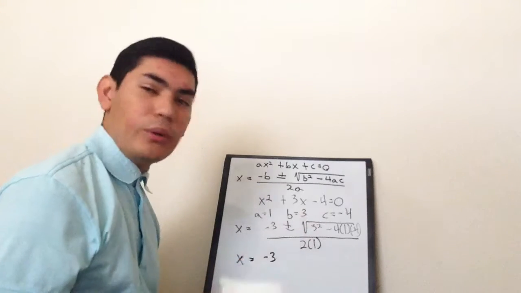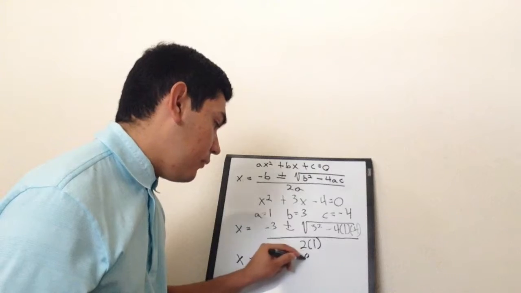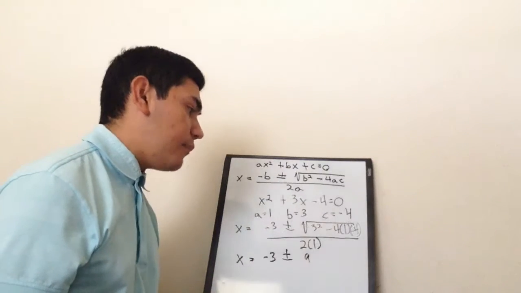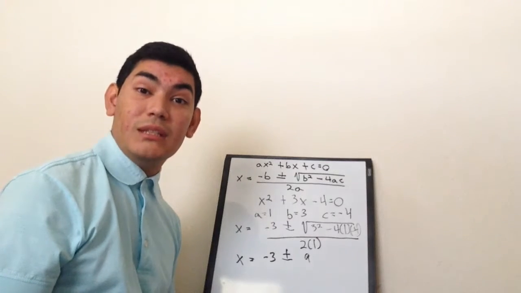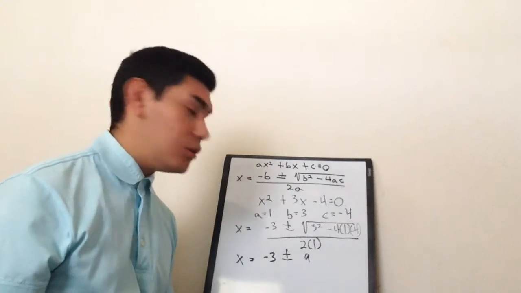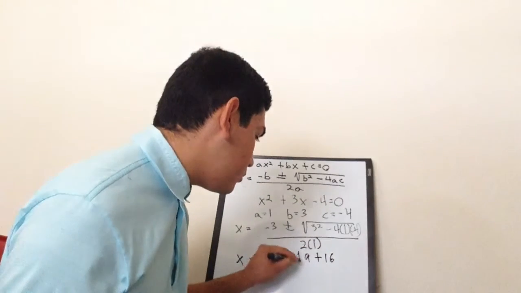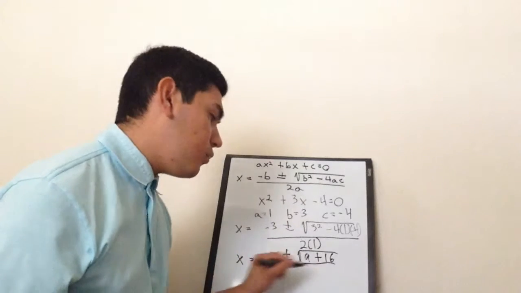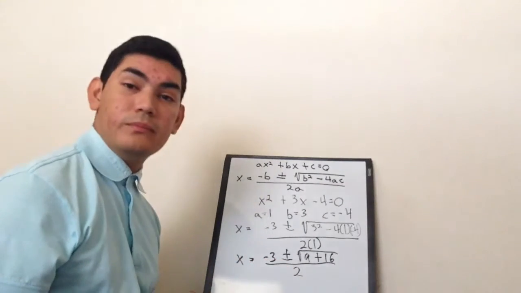What is 3 squared? 3 squared is 9. So we're going to have a 9. So we also have 4 times 1 times -4. So that's going to be equal to -16. But let's remember that we have a negative in front of it. So that's going to turn it into a positive 16. And of course you have the square root of that over 2 times 1, which is 2.